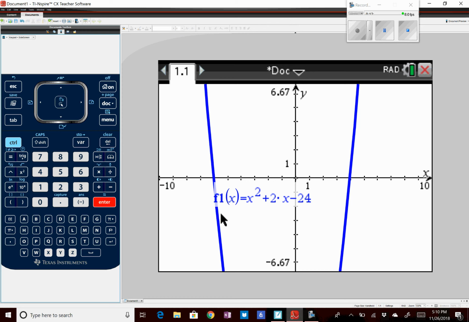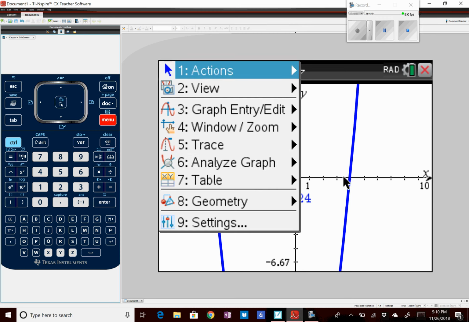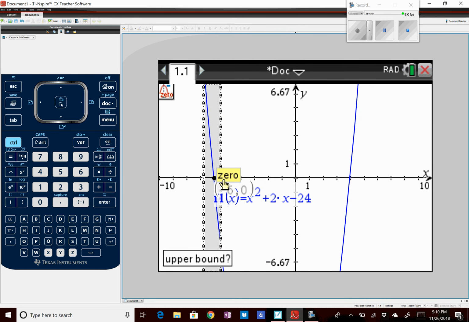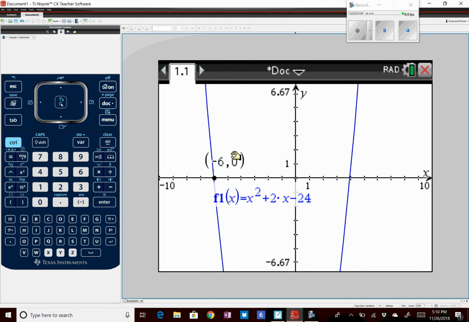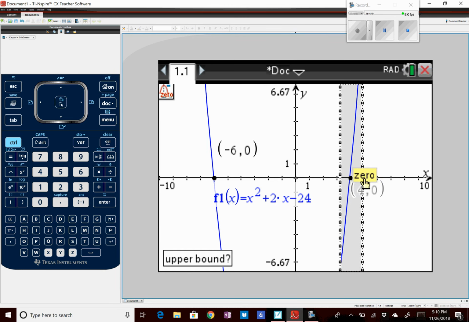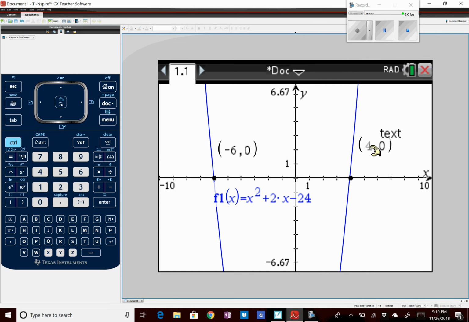Okay, so again, we don't have to adjust the window. What we're interested in is just where we could see it. So it's again menu, analyze graph, 0, lower bound before the point, upper bound after the point. So there's our negative 6. Then we'll do it again for the other solution. So menu, analyze graph, 0, lower and upper bound, and 4 is the other solution. So we get the same answer that we did when we did it algebraically using the factoring techniques.